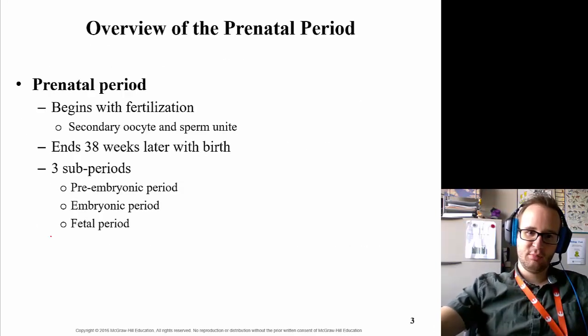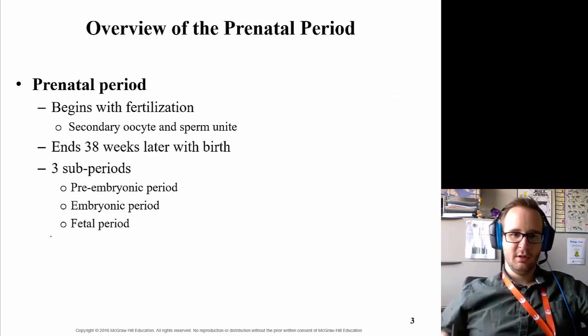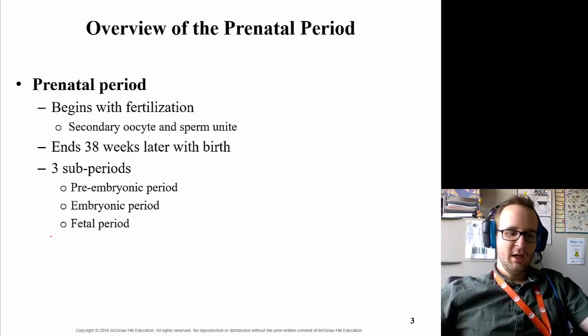So the first thing we talk about is the prenatal period. And the prenatal period is going to be everything before birth. And that's what prenatal means, before birth. And it all starts whenever an egg and a sperm come together, and this is called fertilization. And so it takes about 38 weeks, give or take some.